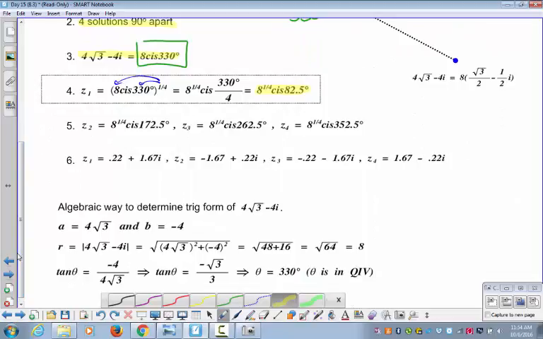All right, we've got our first solution. Now we just jump. We know that we add 90, add 90, and add 90. So 330 divided by 4 is this obscure angle, 82.5. We add 90 to that to get 172.5. We add 90 to that, and we add 90 to that. So there are the 4 answers.